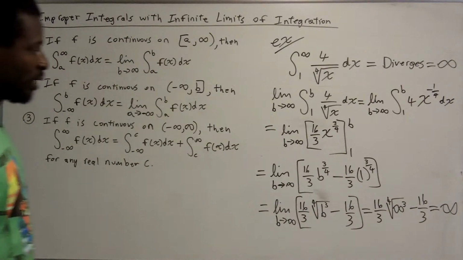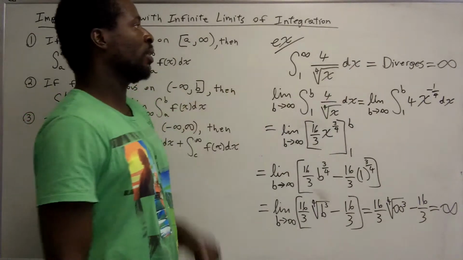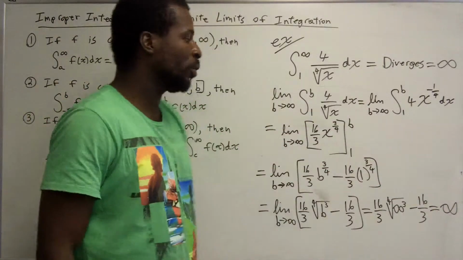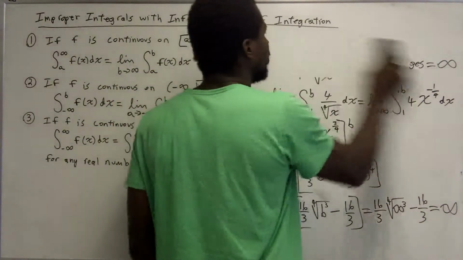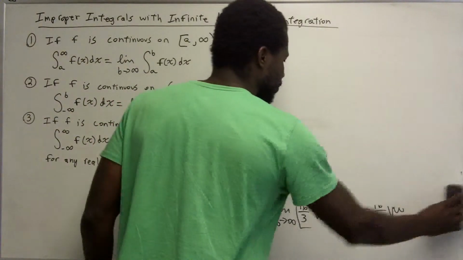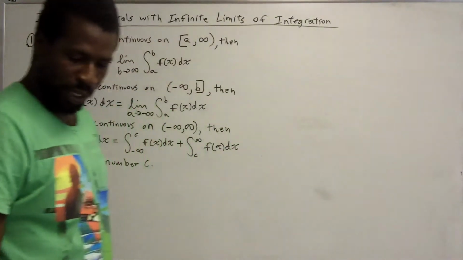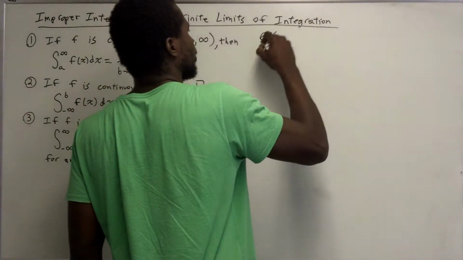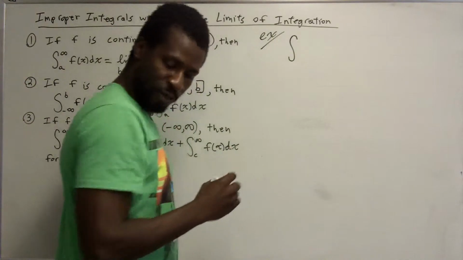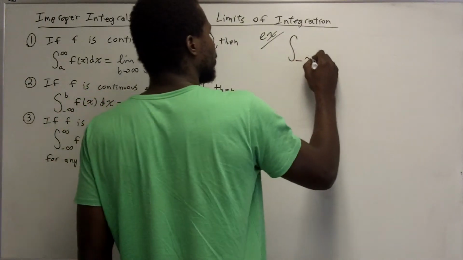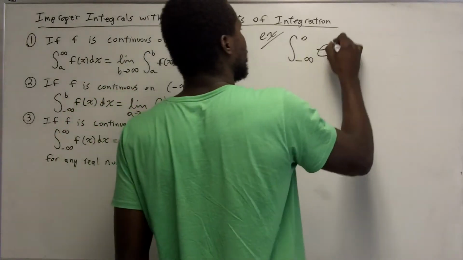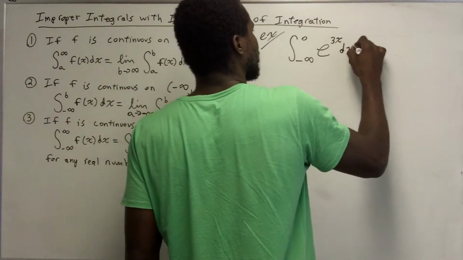Let's take a look at another example. Okay, the second example is the integral from negative infinity to 0 of e to the 3x dx.